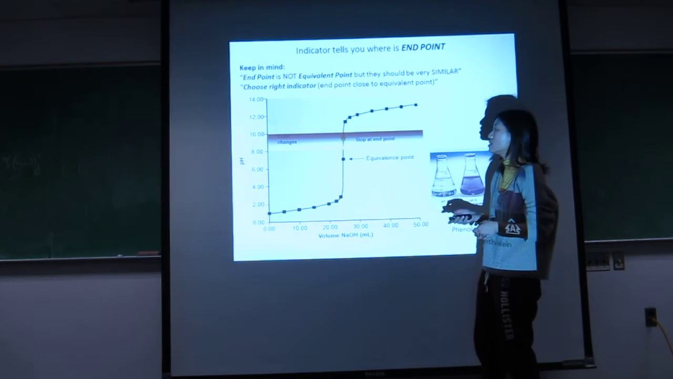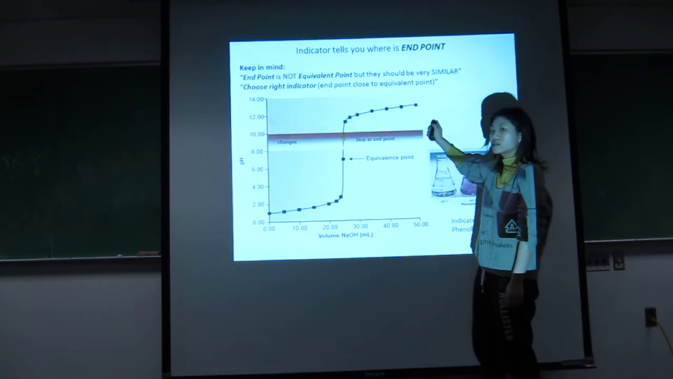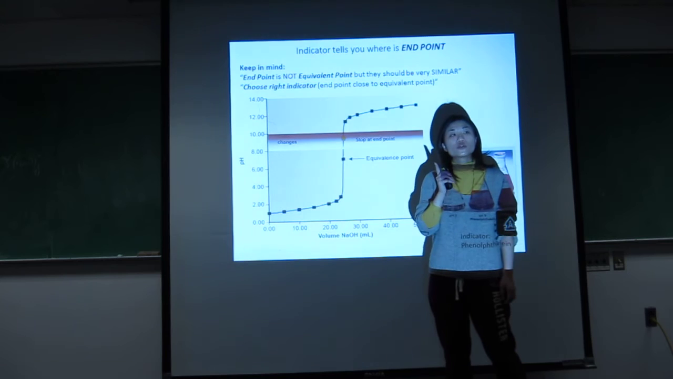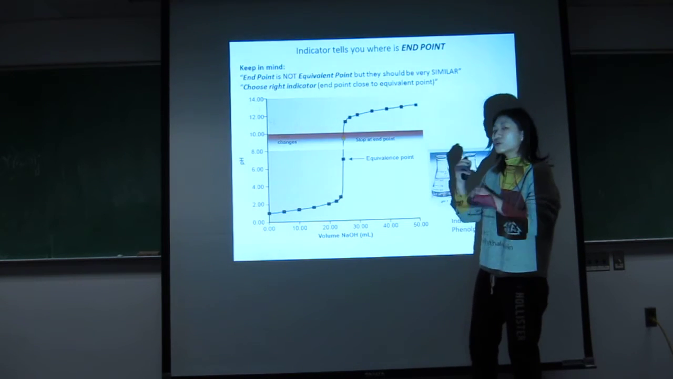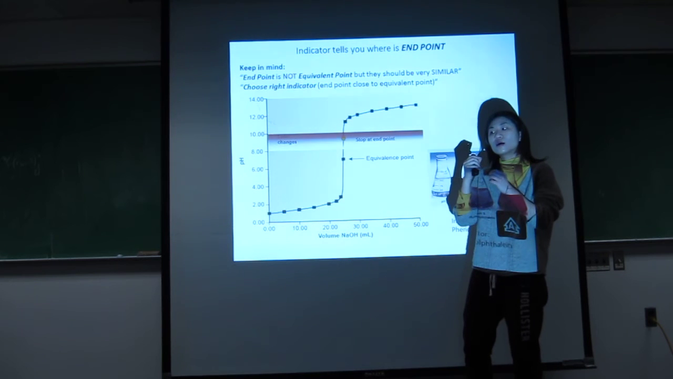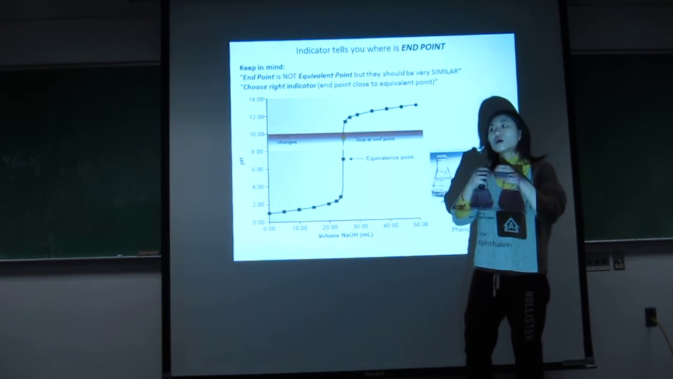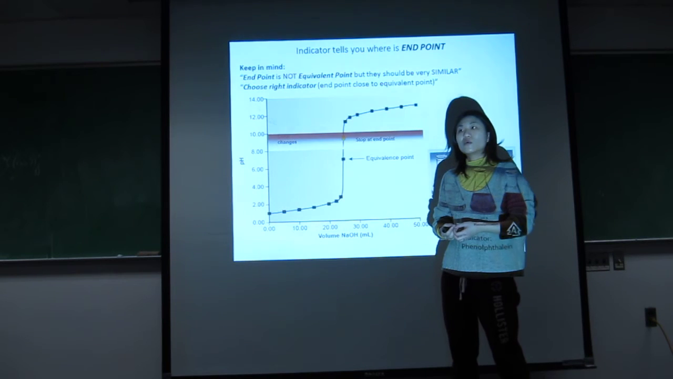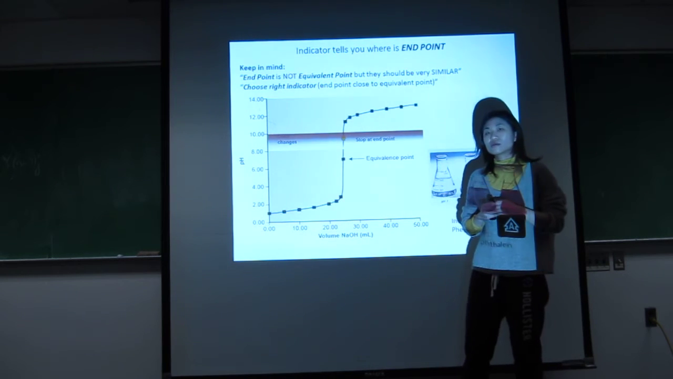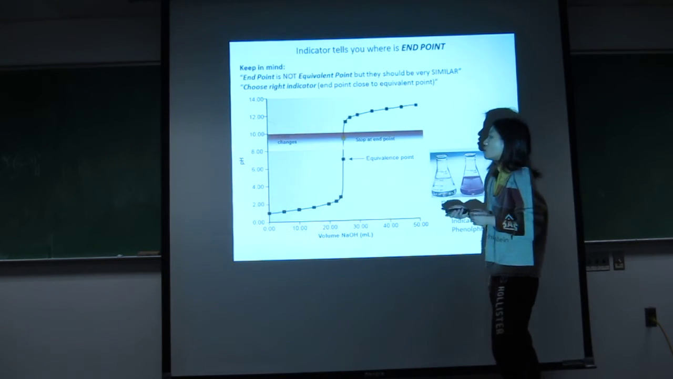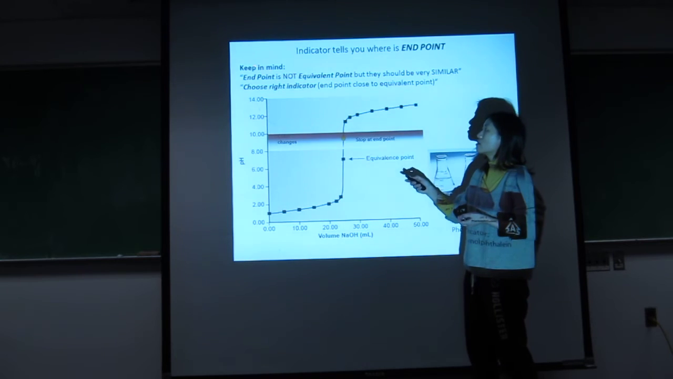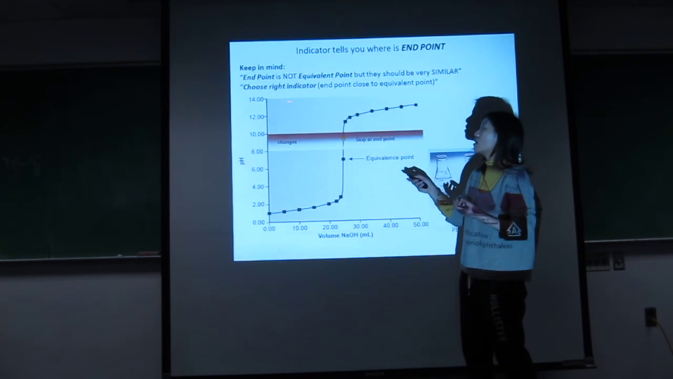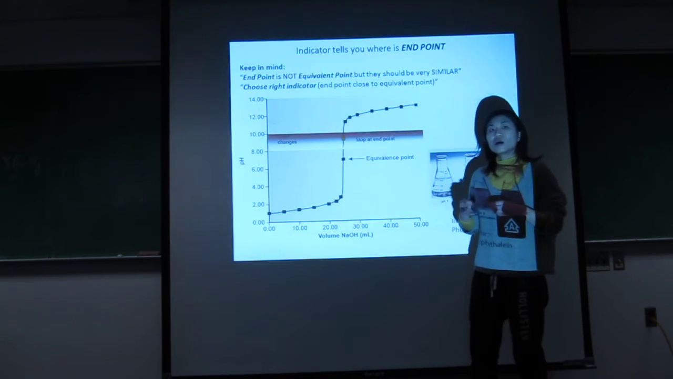So the most important thing for you to do in this experiment is to choose the right indicator, one that changes color close to the equivalent point that you estimate. Simply put, you have to choose an indicator whose endpoint approaches the equivalent point.